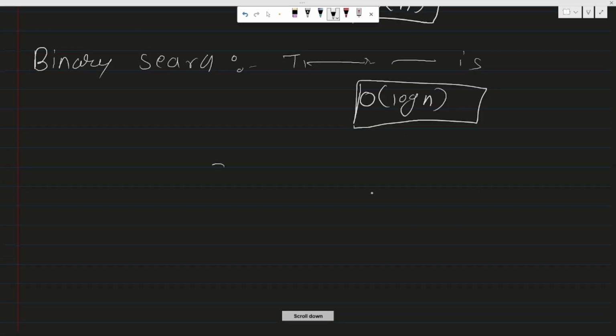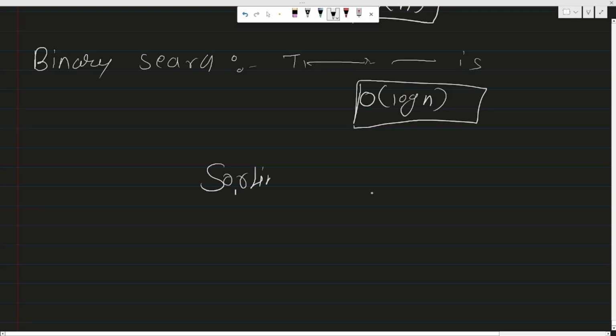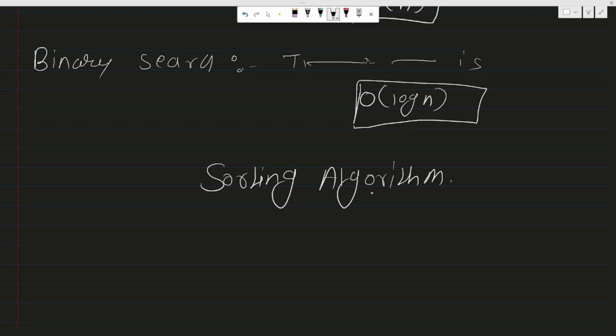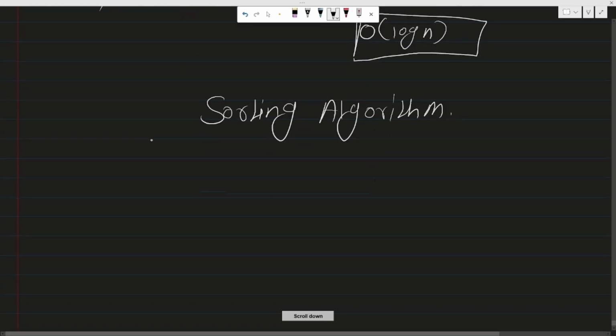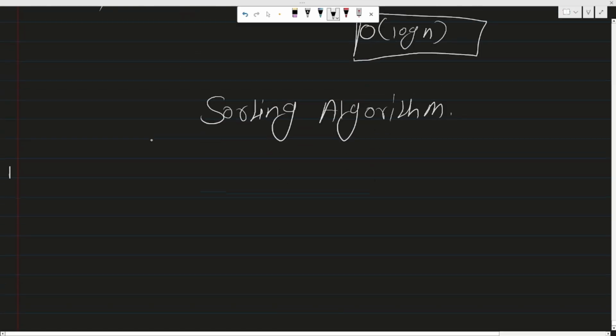The next one is that we are moving further to the sorting algorithms. Now that we have covered search, let's move on to the sorting algorithms. Sorting is essential for efficient data retrieval, visualization, and analysis. Our first one is bubble sort.